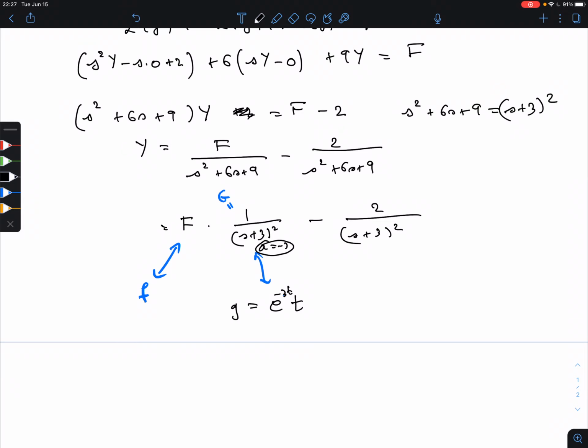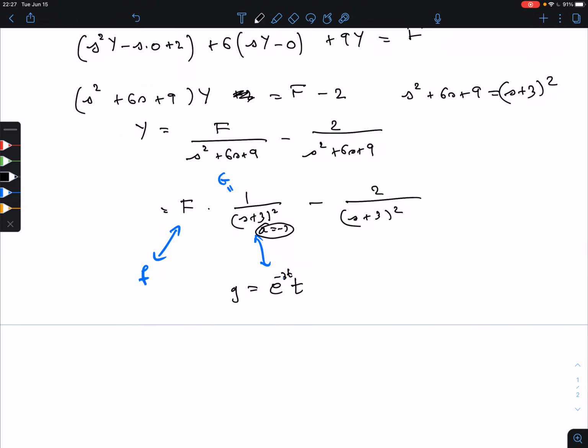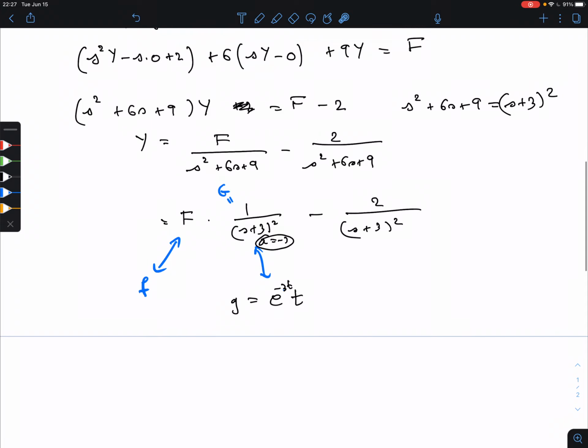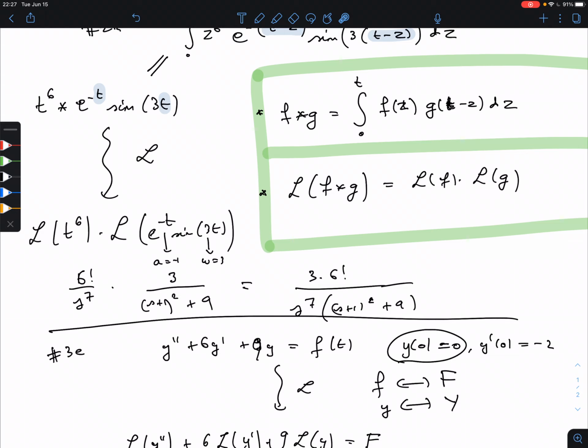So are you with me? What does this say? I repeat, this little f, which we don't know what it is, has Laplace capital F. We now figured out that e to the minus 3t has this as Laplace. And we now use that the product of the Laplace transforms is the Laplace of the convolution. What we really use is that the convolution is the inverse Laplace of the product of the Laplace transforms. That's how we would write it down.